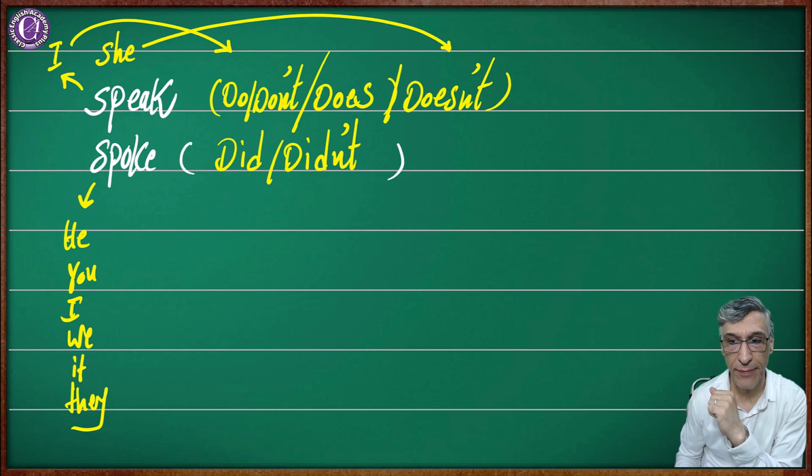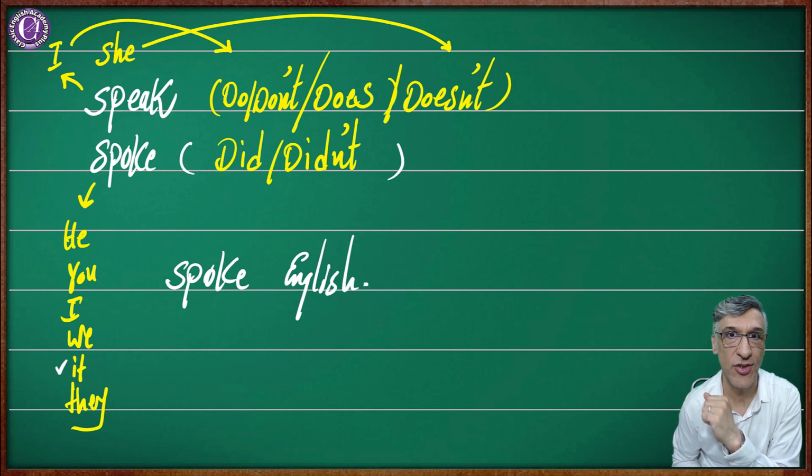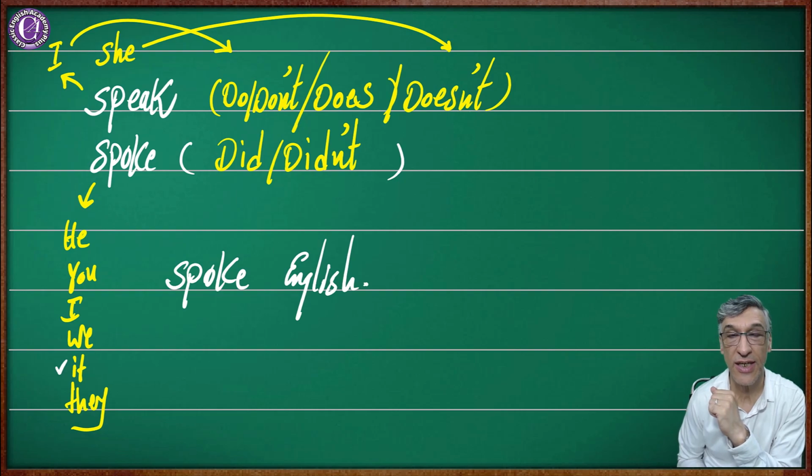We, all of them, use spoke. You remember this. He spoke English. My parrot spoke English. We spoke English. They spoke English. Okay, what about the past?